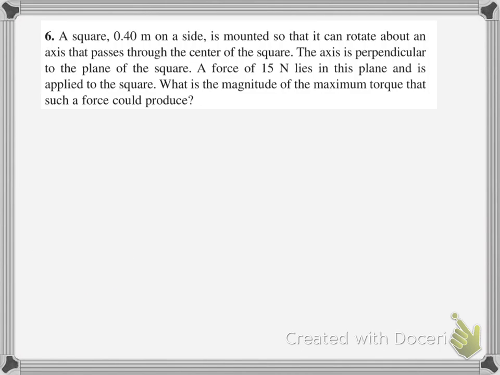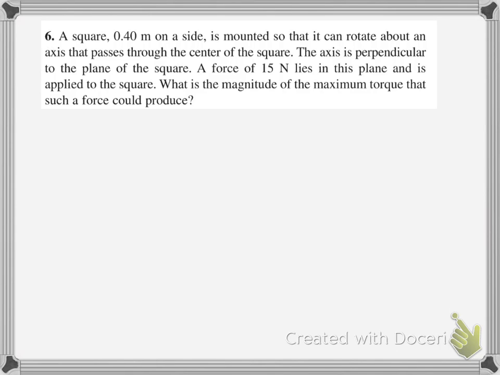Alright, one more problem guys, come on. So a square 0.4 meters on each side is mounted so that it can rotate about an axis that passes through the center of the square. The axis is perpendicular to the plane of the square. A force of 15 newtons lies in this plane and is applied to the square. What is the magnitude of the maximum torque that such a force can produce?